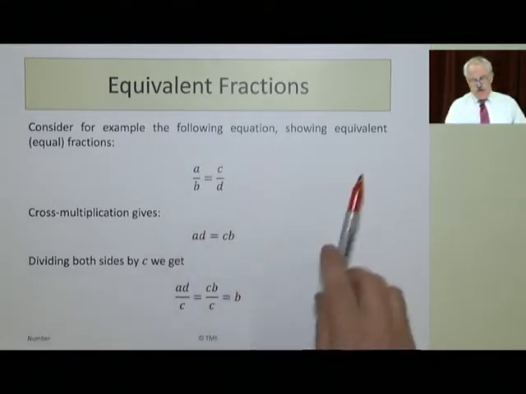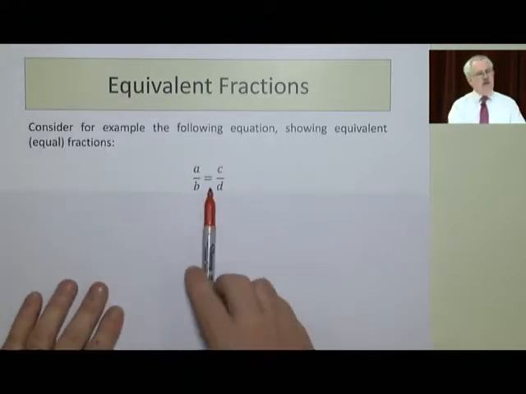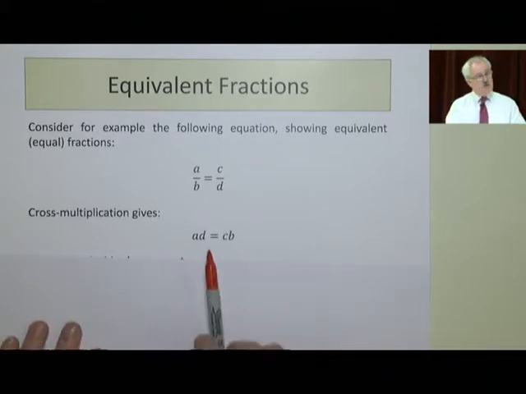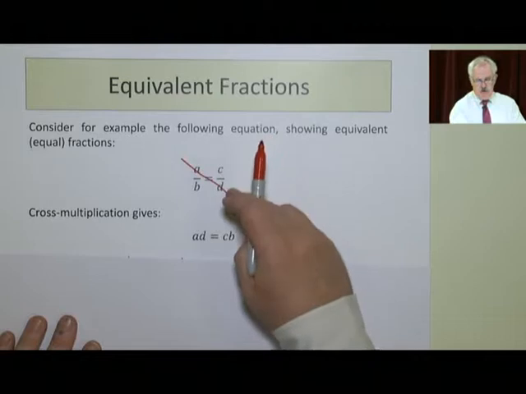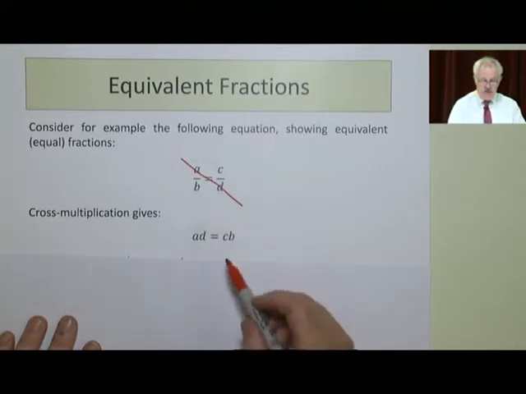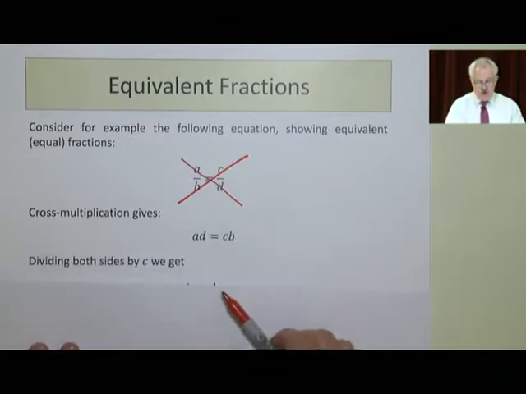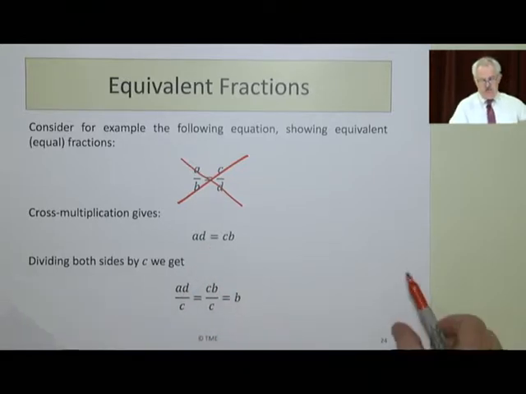Consider the following equation now showing equivalent fractions. Say you're told that A over B is C over D. Well, from cross multiplication then, we can say that the top left by bottom right, AD, is equal to the bottom right by the top left. I've called that CB or maybe BC, whichever way I want it. Dividing both sides by C, I can get AD over C is equal to just B.